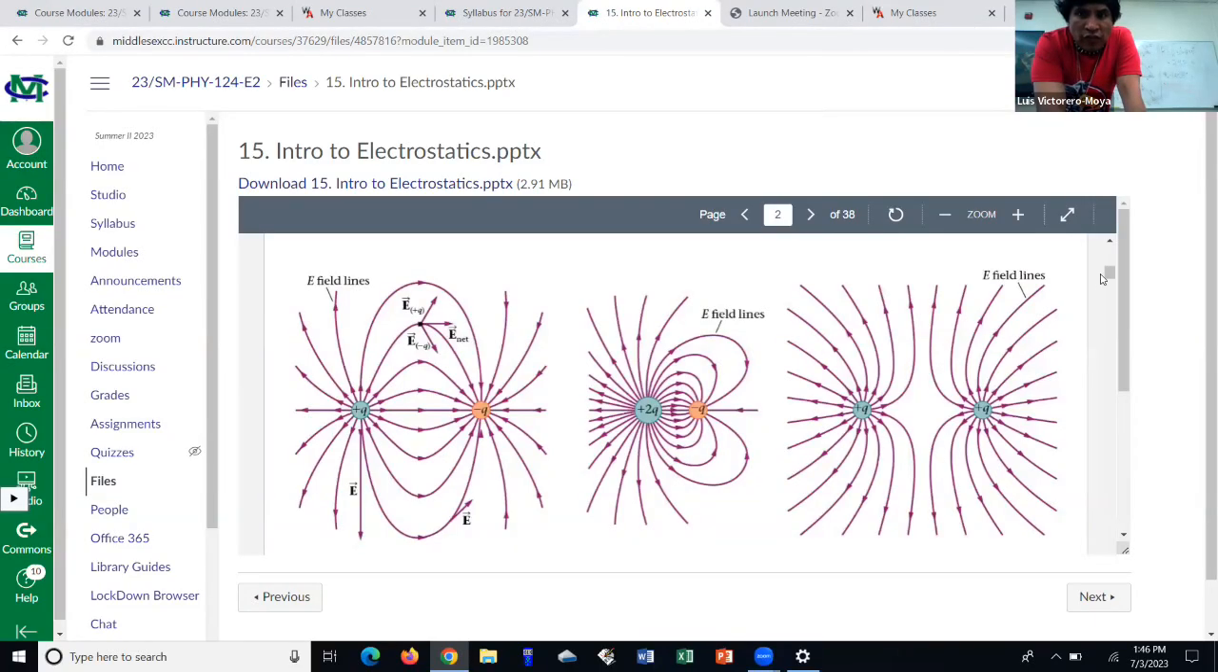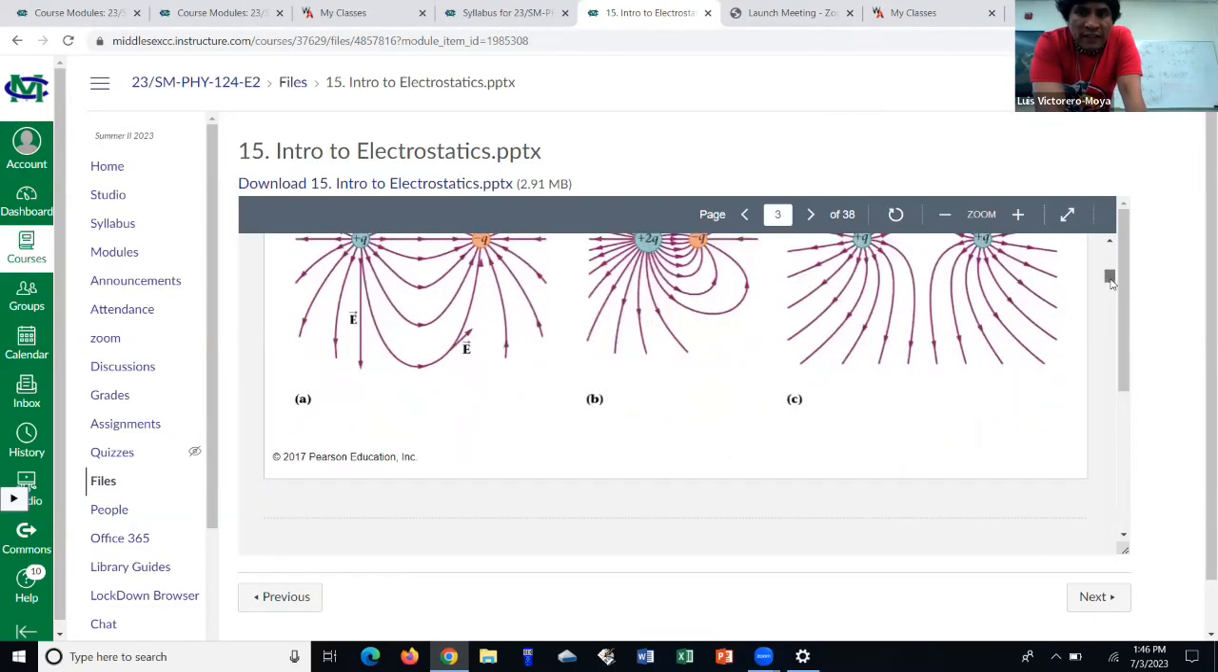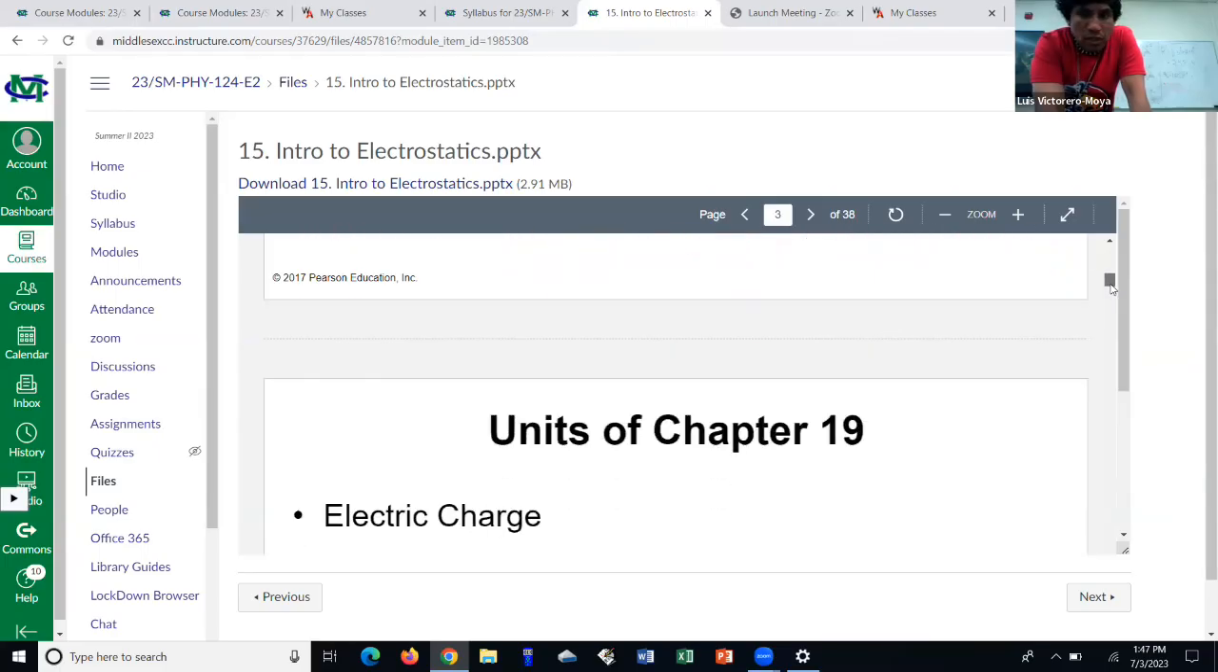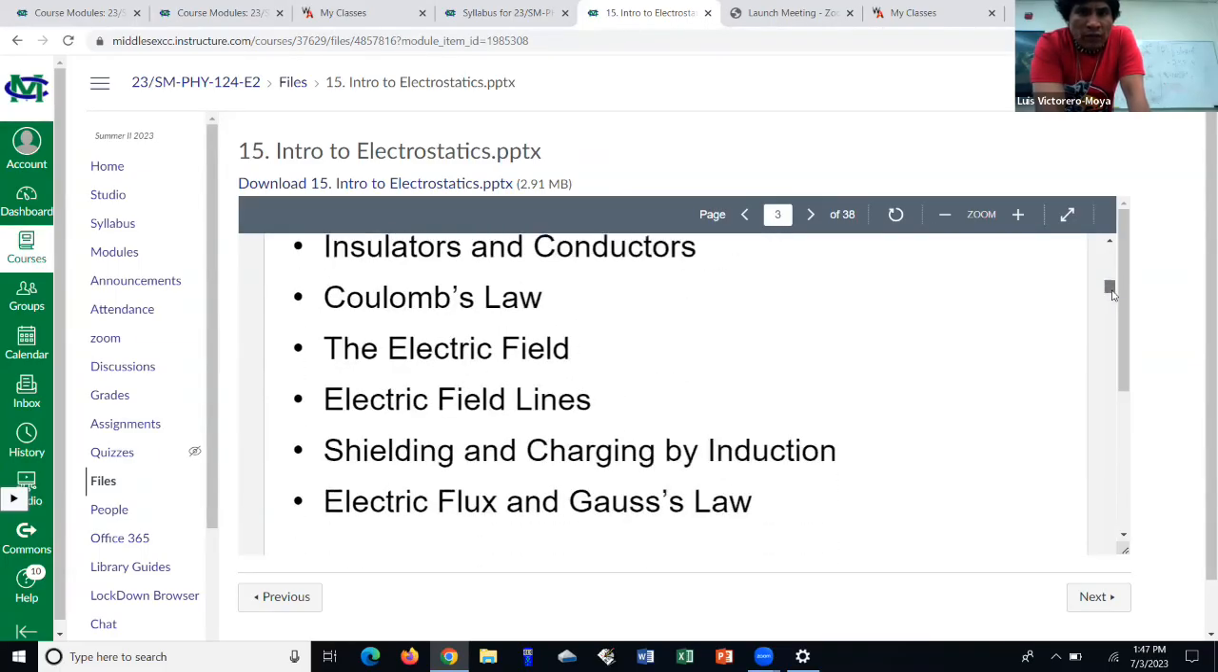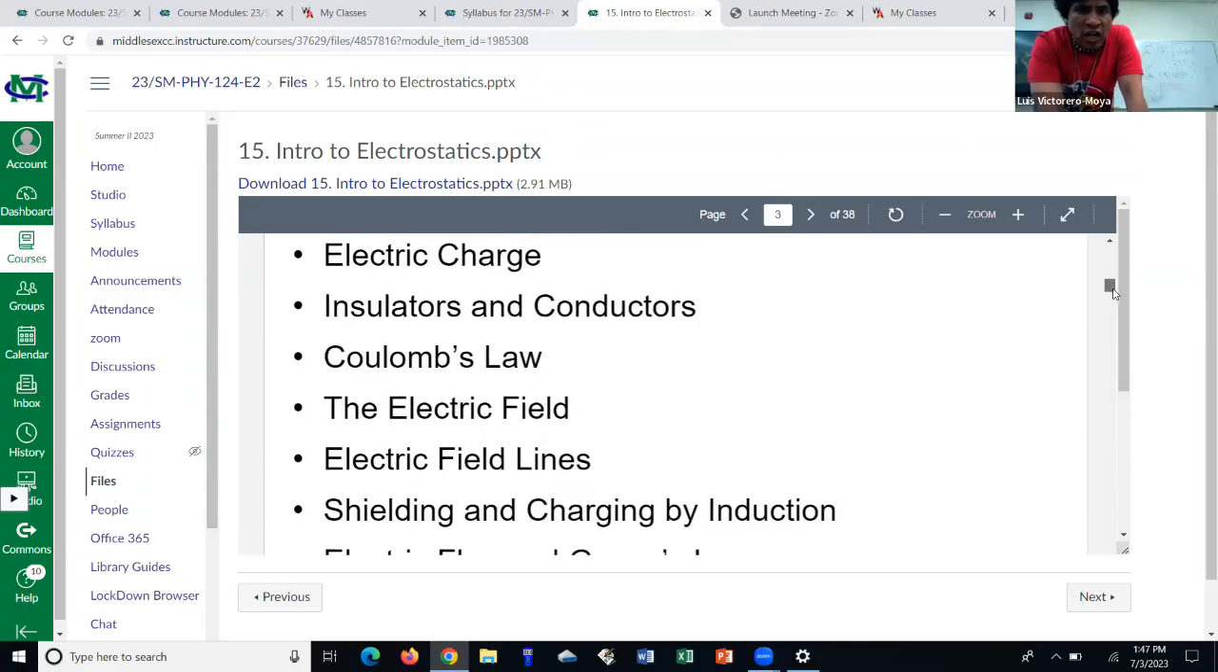The objectives of chapter 15 are to show you what electrostatics is, what an electric field is, and how it's used to study the electric properties of matter and the environment surrounding it. So the main topics are going to be to introduce electric charge, insulators and conductors, Coulomb's law, and electric field.